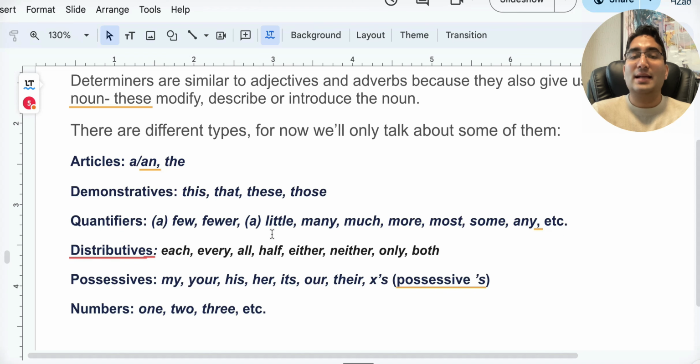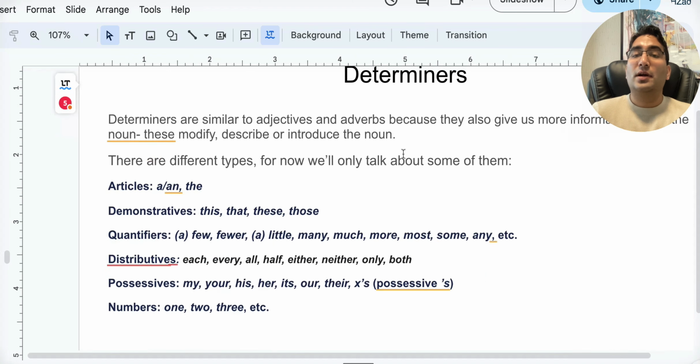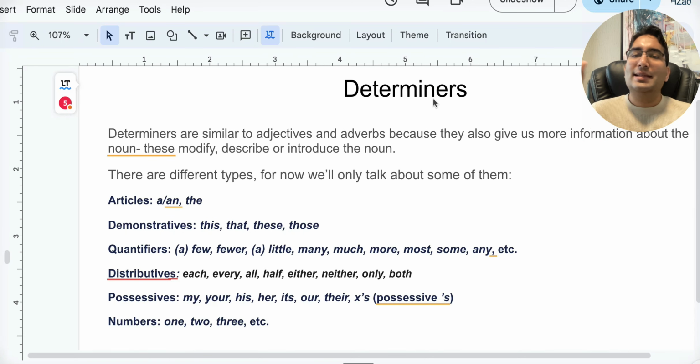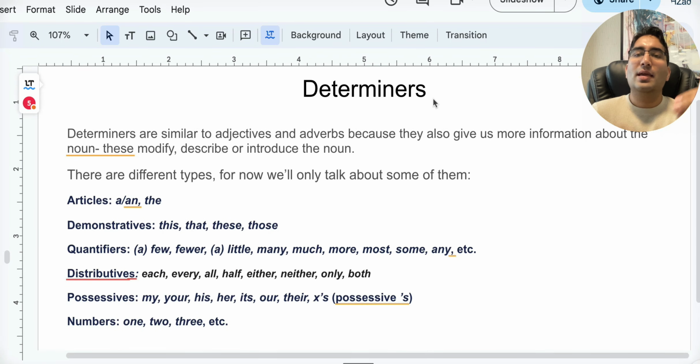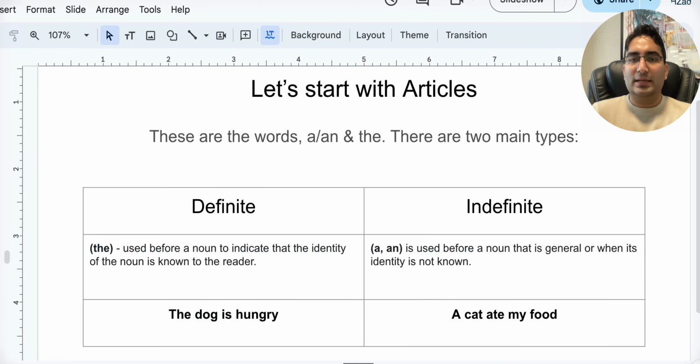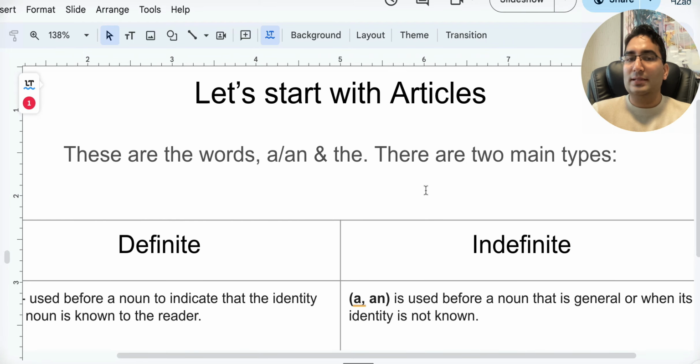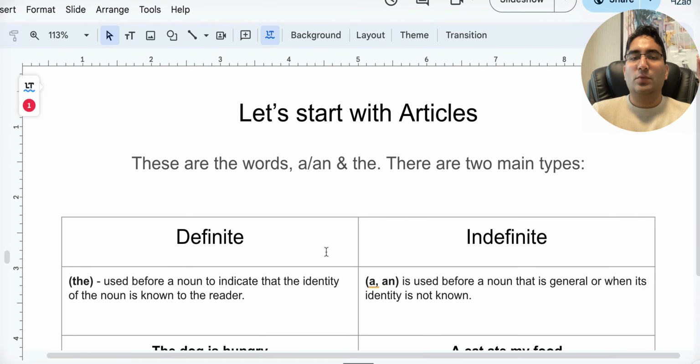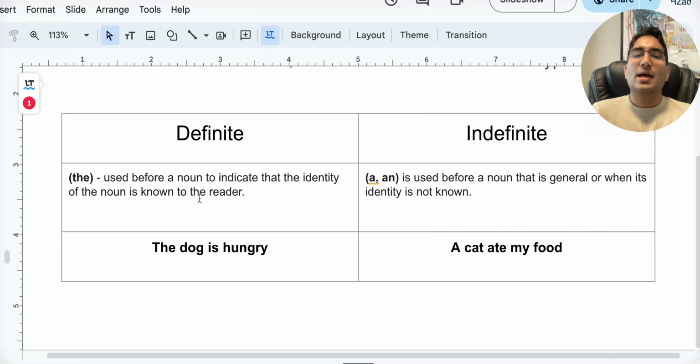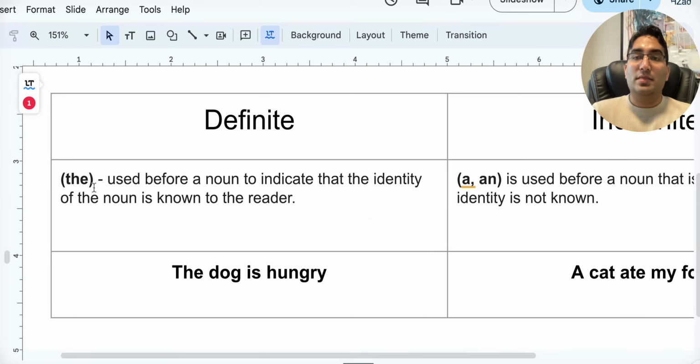Words like this, that, these, many, much, and all of these things. These words are called determiners, and in summary, I'm going to tell you they help you explain the noun in more detail. So we're going to explore these in more detail, and the first thing we're going to start with is articles. Whenever someone says articles in the English language, the articles are the, or a, or an.